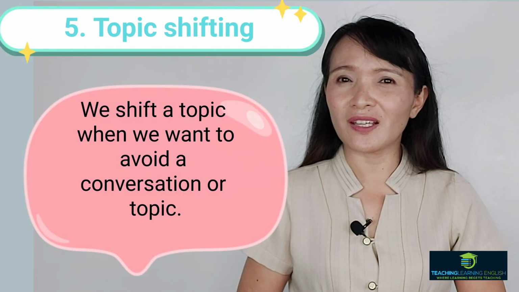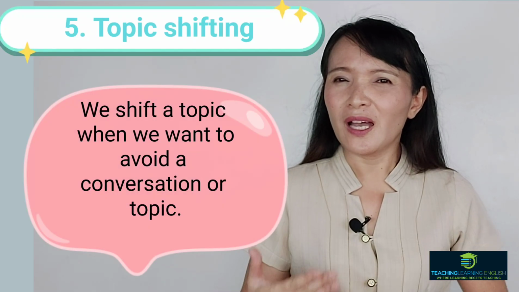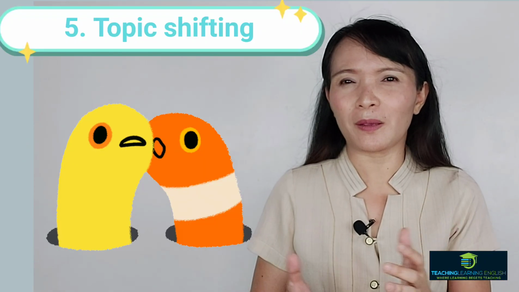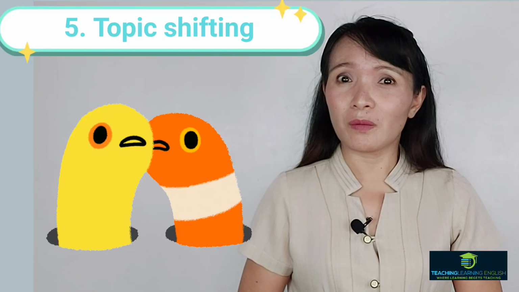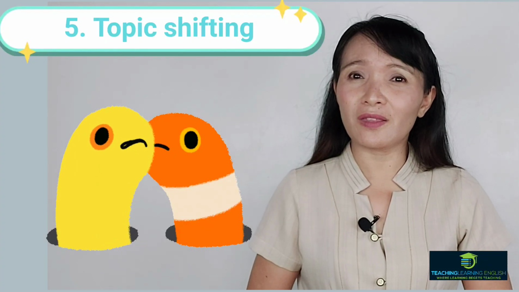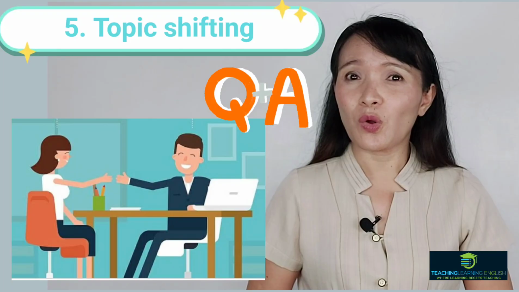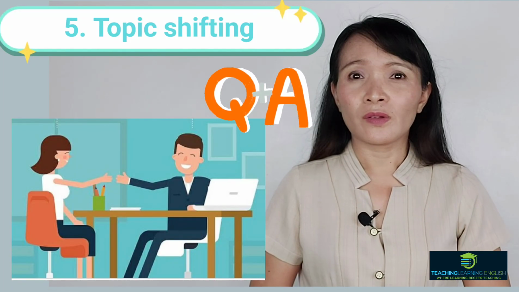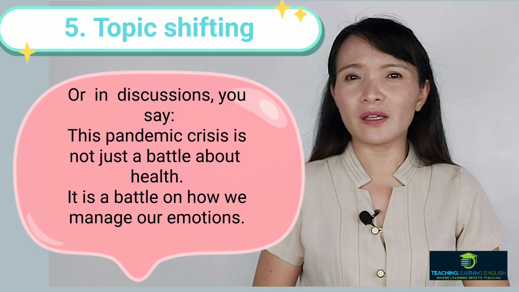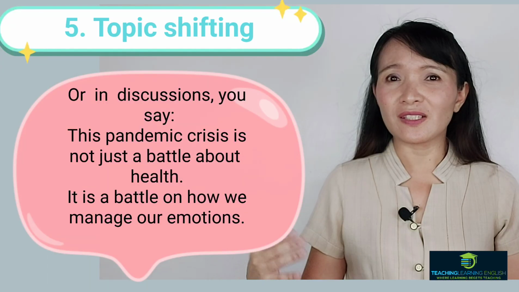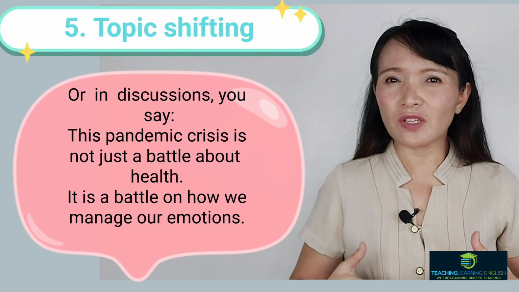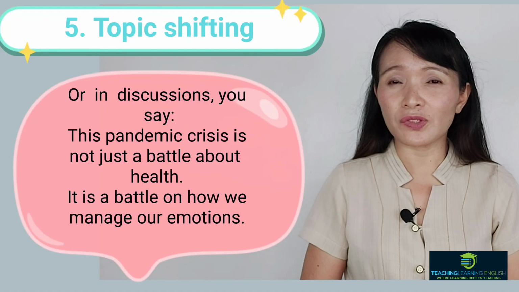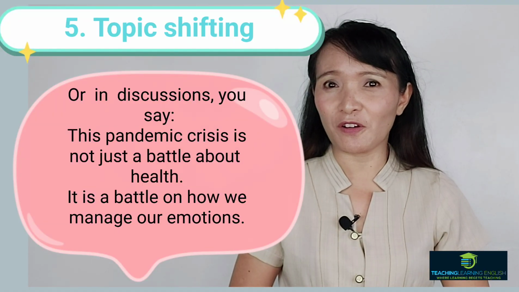We use this strategy in some situations when we don't like the topic. Let's say your friend backbites about someone and you wanted to shift the topic because you don't want to ignite more the issue. Or in interview, when an interviewer asks questions from work experiences to personal concerns. Or in discussions, you say, "This pandemic crisis is not just a battle about health. It is a battle on how we manage our emotions." While people talk much on health concerns, you deviate to other aspect of a person.